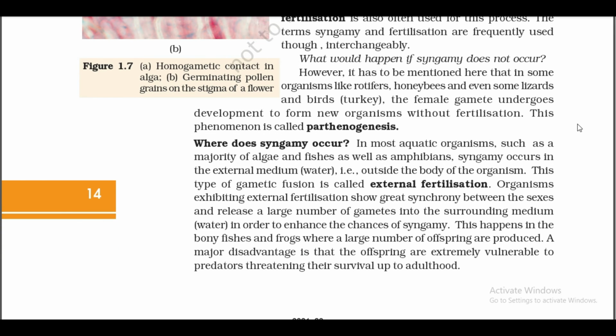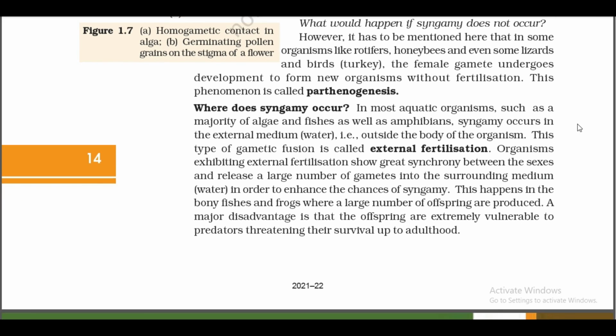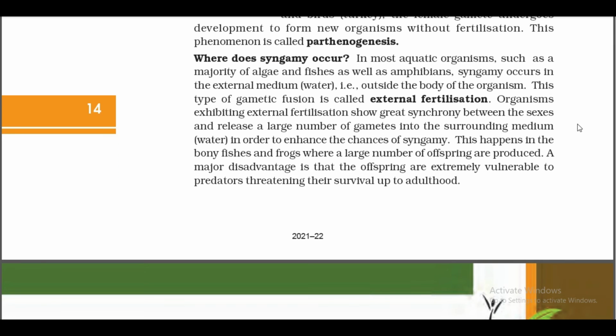However, it has to be mentioned here that in some organisms like rotifers, honeybees, and even some lizards and birds (turkey), the female gametes undergo development to form new organisms without fertilization. This phenomenon is called parthenogenesis. Where does syngamy occur? In most aquatic organisms such as the majority of algae and fishes, as well as amphibians, syngamy occurs in the external medium, water, that is outside the body of the organisms.